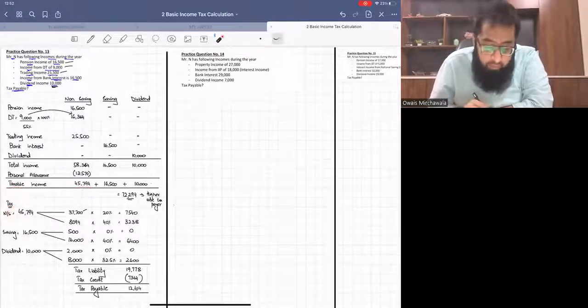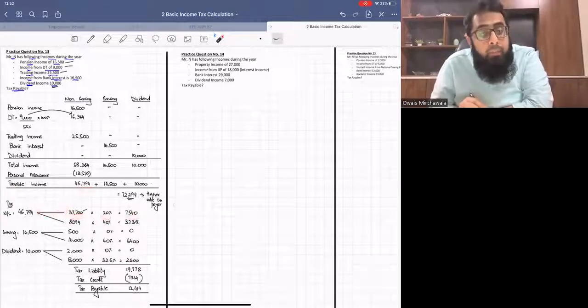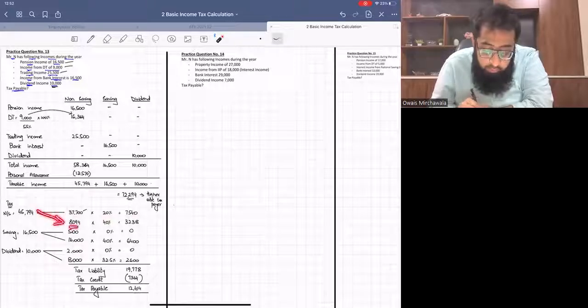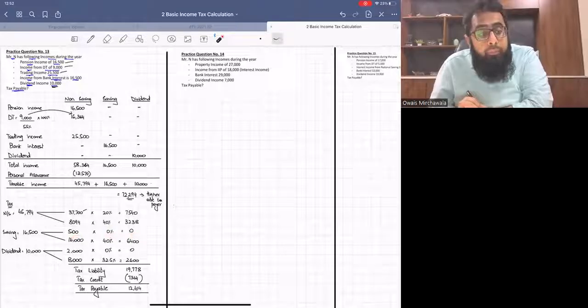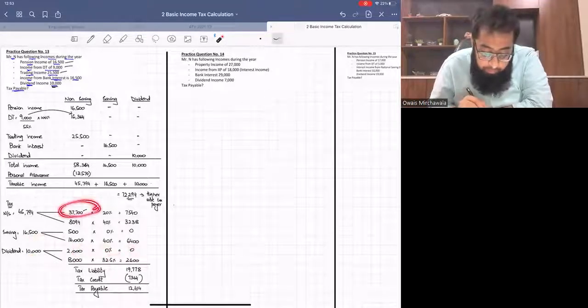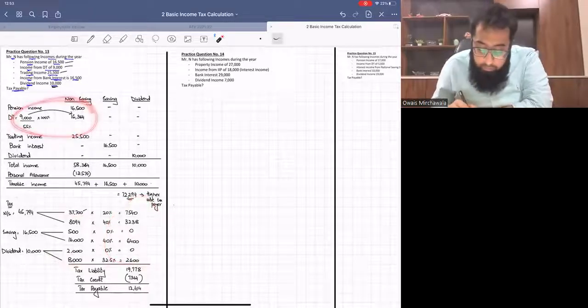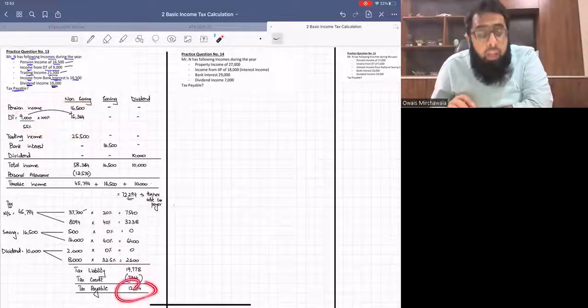Non-saving income is 45794. On starting 37,700, it's 20%. Then on the remaining, the rate is 40. Saving income first 500 goes in 0% band. Now, since the basic rate band is used up, so 16,000 goes in higher rate band, the remaining amount. For dividend, 2,000 is always at 0% band. Since the basic rate band is used, the remaining goes in higher rate band. We add all of them to arrive at tax liability. The advanced tax is deducted as a credit to arrive at the tax payable.